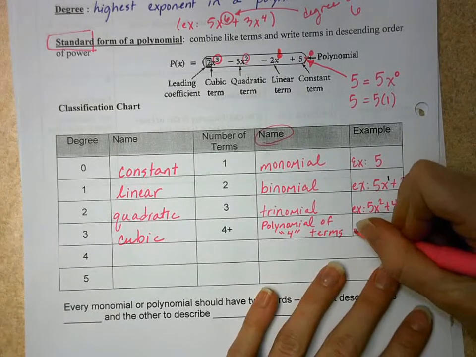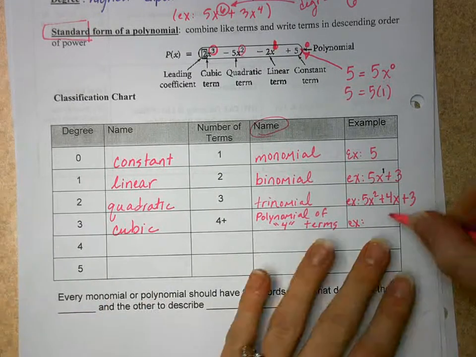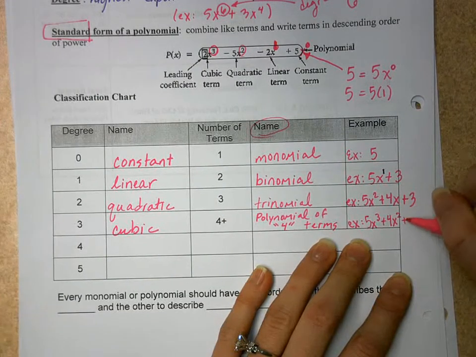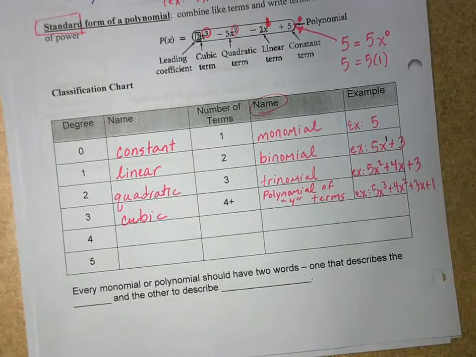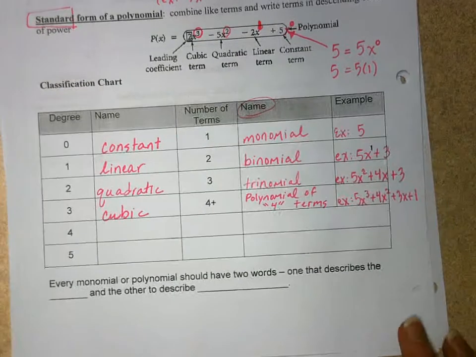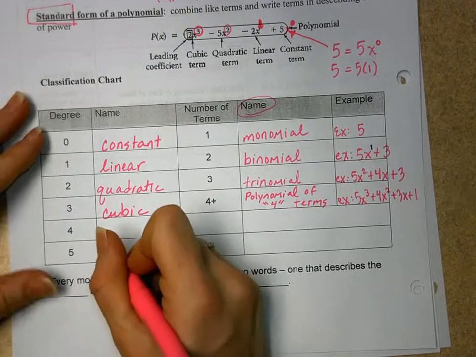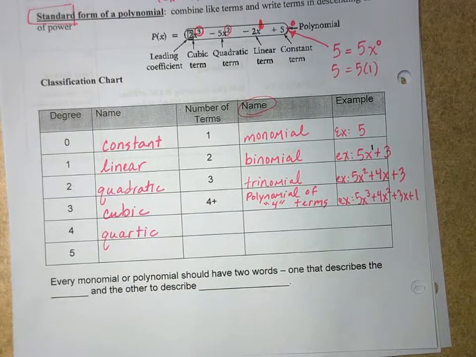Here's an example of a cubic polynomial of 4 terms. Something like 5x cubed plus 4x squared plus 3x plus 1. Okay, and lastly, you can have different combinations with the last name. But there's 2 more first names we have. This is my favorite one. I don't know why. I just like the sound of it. If you have something to the 4th power, it's called a quartic. So a quartic. Q-U-A-R-T-I-C. It just sounds fun to say, quartic.